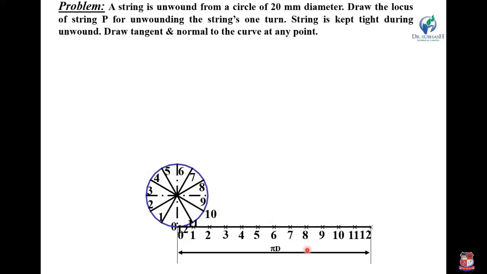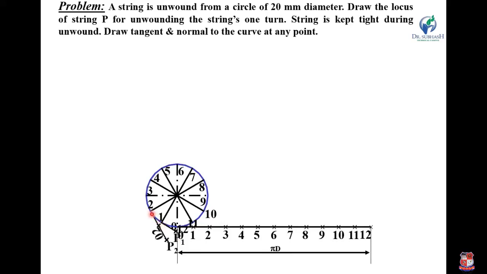Now the next step. From this point 1, you have to draw a tangent, or we can say a line which is perpendicular to the radius, and the length of this line is equal to the distance 0-1, the one part of the line. There are 12 parts. So here you draw a line whose length is equal to one part, that means 0-1. Or you can say take 1 as the center and radius equal to 0-1, and draw an arc on this line, so you will get the point P1.